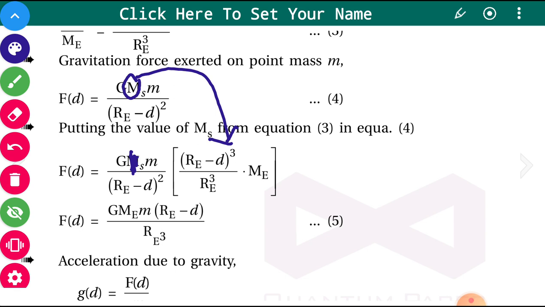Now just rearrangement, try to understand. Re minus d the whole square, and this 2 times will be cut. So now you will have g, m, Me, or g m Me into this bracket Re minus d, upon Re cube. So now you have this equation: g m Me into Re minus d upon Re cube.